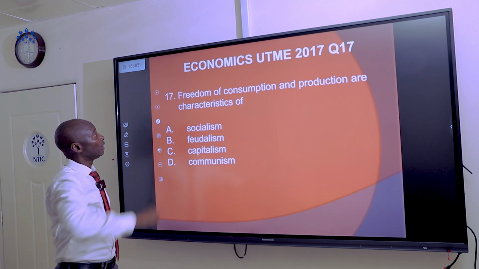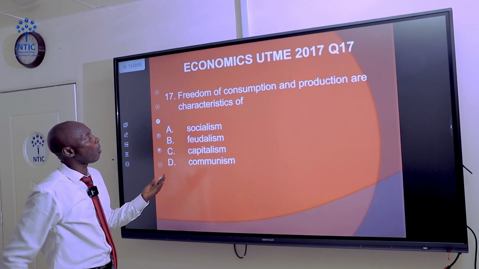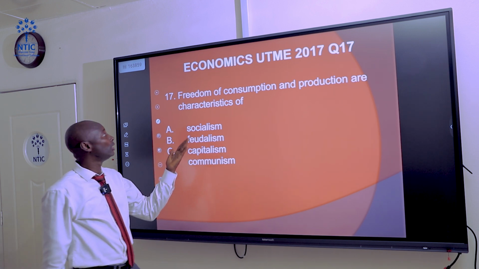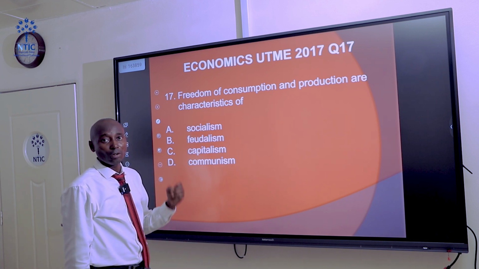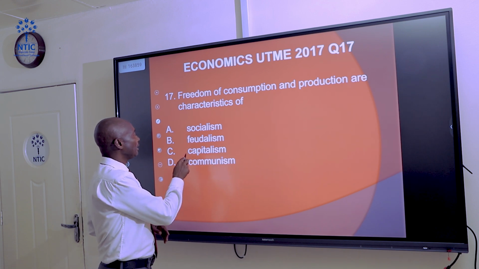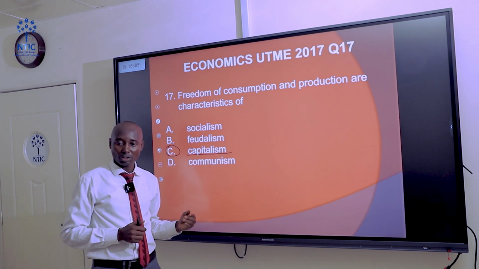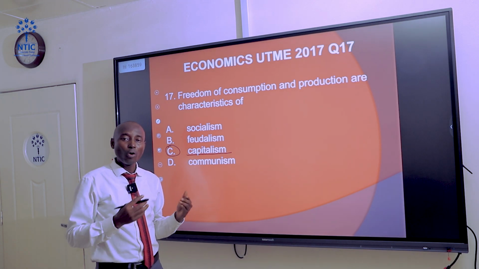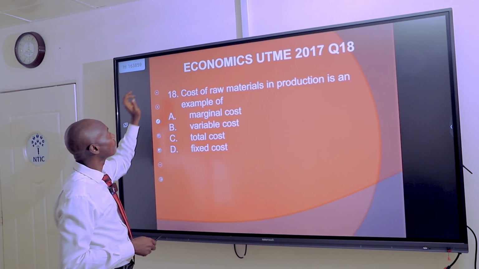Let's look at question 17. The freedom of consumption and production are characteristics of what? So where consumer sovereignty is guaranteed is in the capitalist economy, where means of production and distribution are owned by private individuals without government intervention.